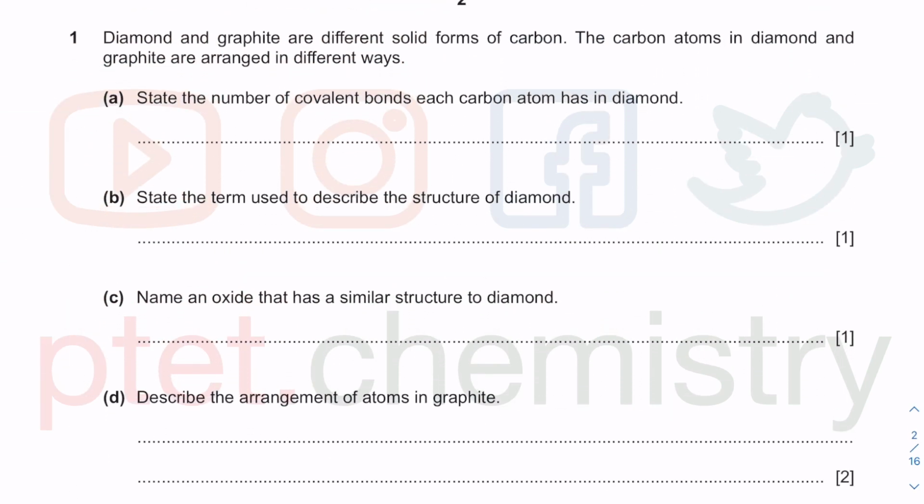In this first question, we have diamond and graphite. We know that there are different solid forms of carbon. Typically, this is what we call allotropes. They can have different structures and hence they have different forms. So these carbon atoms in diamond and graphite are arranged in different ways.